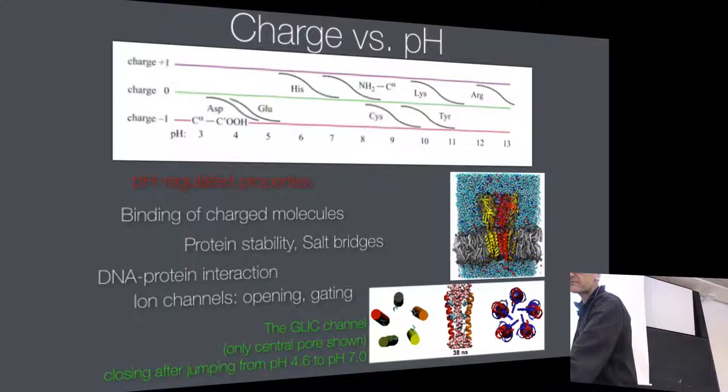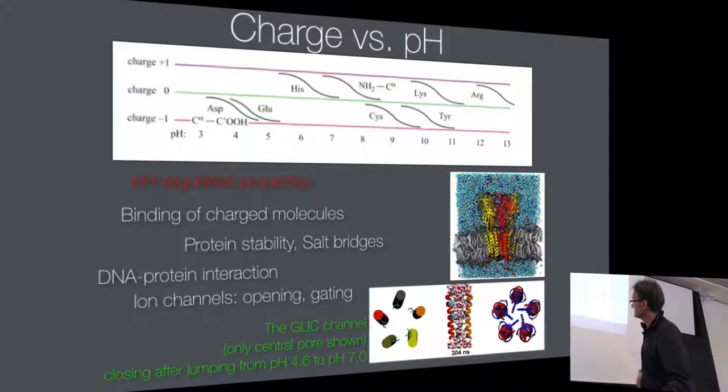What you're seeing here is a small movie of one of our ion channels. It's a very small part of this ion channel where we're changing the pH value, which changes the charge state of a few amino acids. And when we change this charge state, it will actually cause the entire channel to close here.